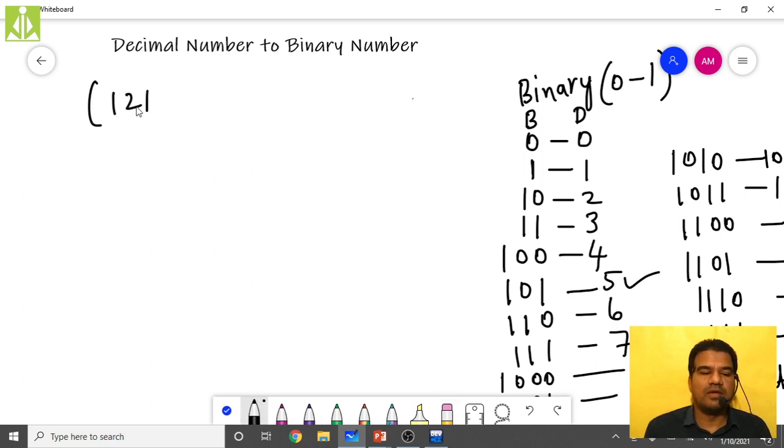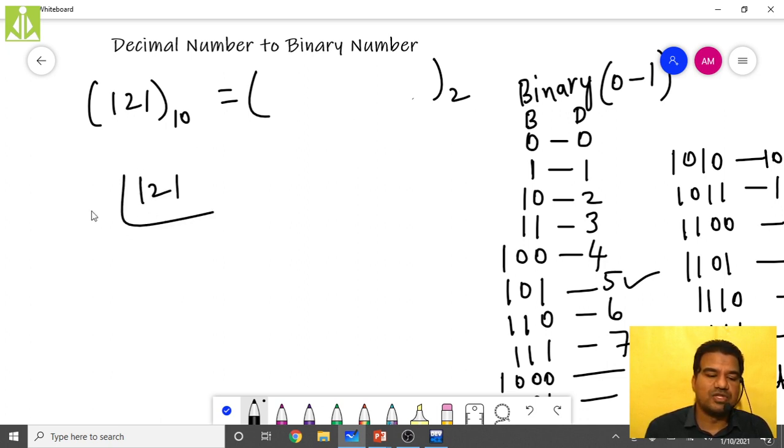Okay, 121 in decimal. What will it be in binary? Take 121 and start dividing by 2. Two sixties are 120, so the remainder will be 1.